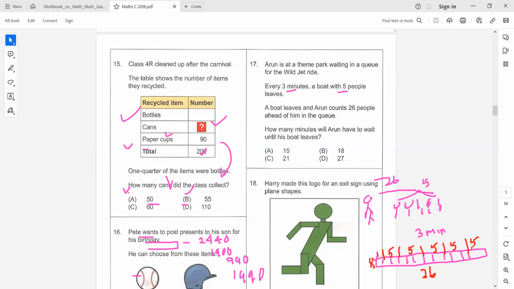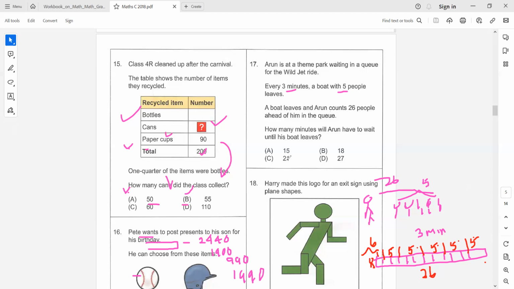Right? Yeah. Then every jet, you need 5 people. Then how many jets gone? 1, 2, 3, 4, 5. Then 5 jets, and you have to go in jet number 6. Right? Then every jet takes 3 minutes. Then if you have 5 in front of you, that is 15 minutes. You have to wait to go to the next boat, next jet.